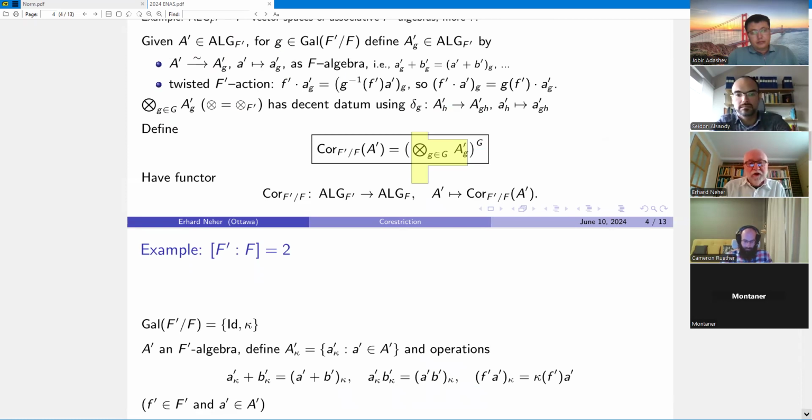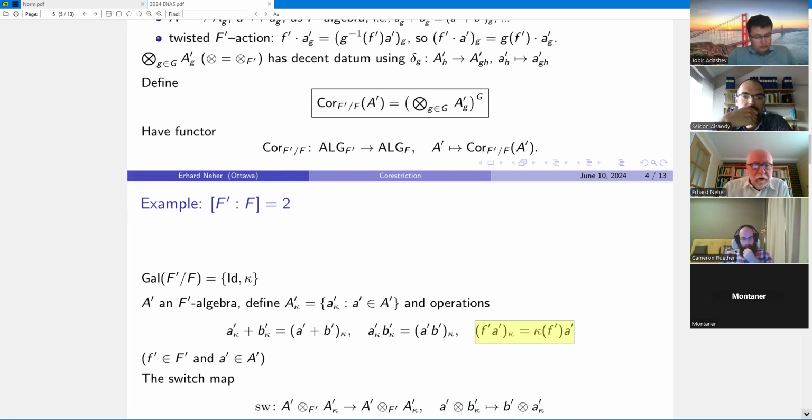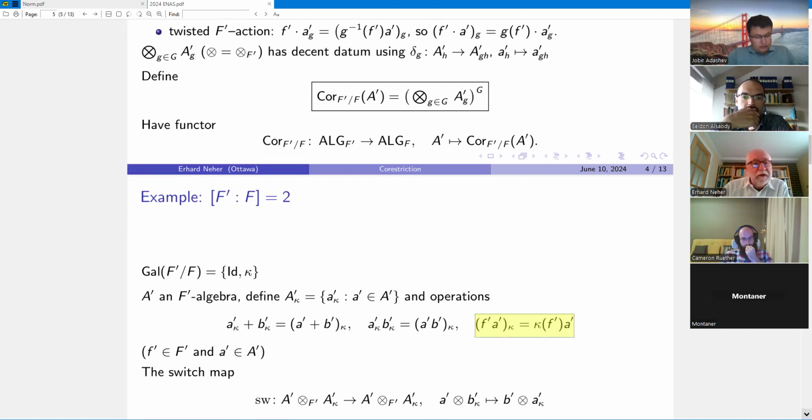I define operations by saying A prime kappa plus B prime kappa should just be the sum A prime plus B prime, and then taking kappa. If I have a product, I use a similar form for products, and I define the right-hand side. I've defined the F prime action for the kappa algebra by this formula here. F prime times A prime index kappa is kappa F prime times A prime. Then the Galois action, the Galois descent datum, is given by the switch map.